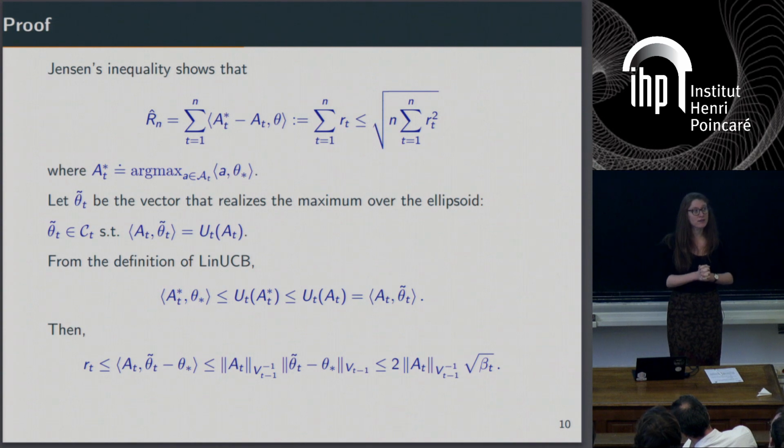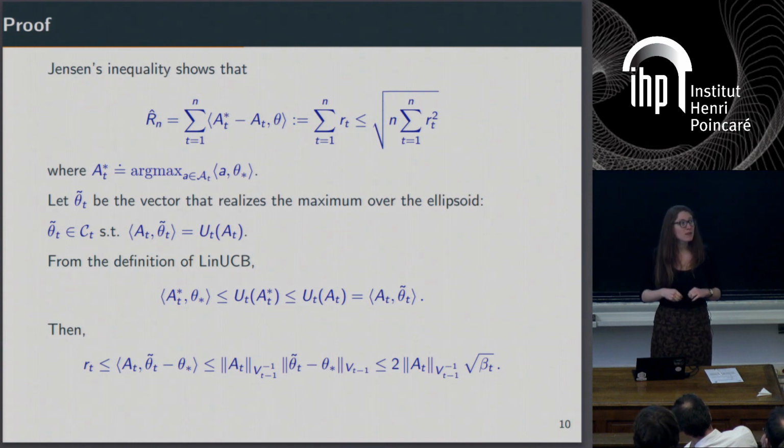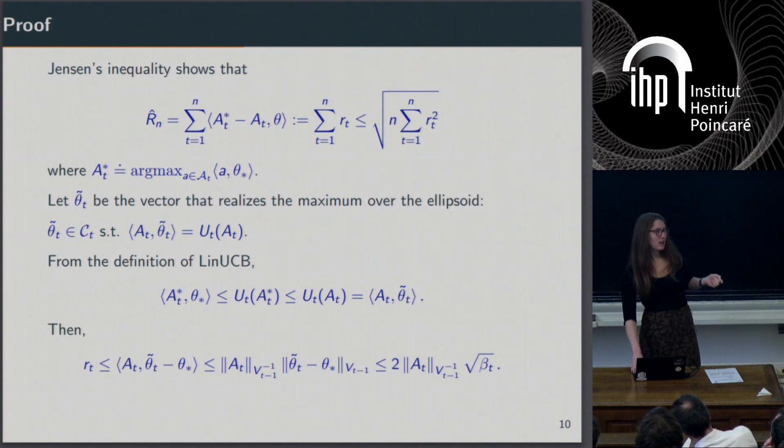And I bound this using the definition of the confidence ellipsoid. I get the square root of beta_t to replace the distance between the thetas, and then 2 times the V_t^{-1} norm of A_t is just due to me making a little mistake and forgetting an assumption on r_t, but it is what it is. Actually, no, it's better than that. 2 beta_t is the actual diameter of this confidence ellipsoid. So here you go, you have a bound on the instantaneous regret.